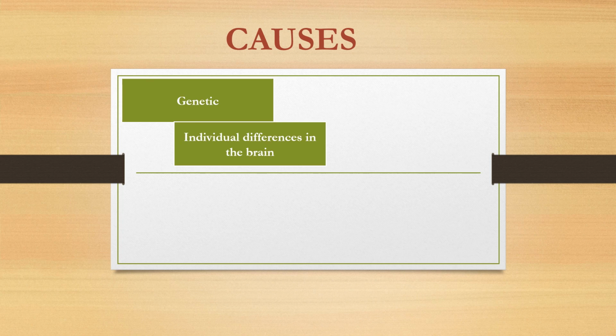Individual differences in the brain. Everyone's brain is unique, right down to the way it takes in and processes information. These differences could explain why some children have learning disabilities.